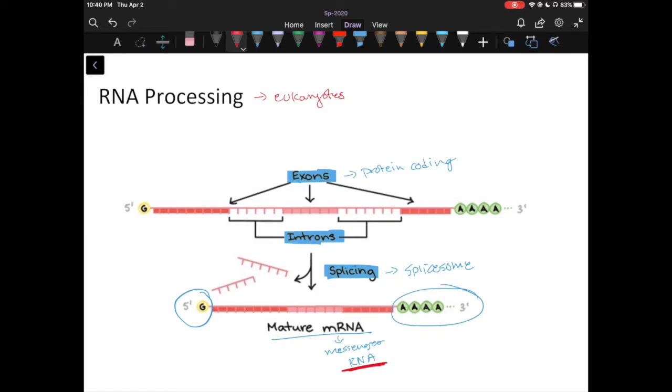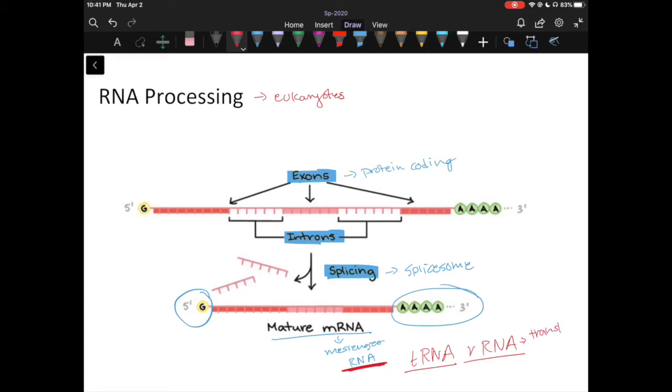However, not all RNA that is transcribed will become a messenger RNA. Some will become tRNA. Actually, most will become tRNA and rRNA. So tRNA is transfer RNA, and rRNA is ribosomal RNA.